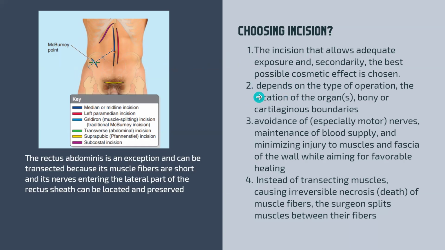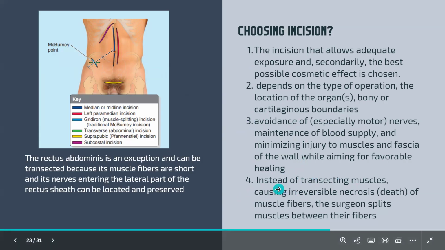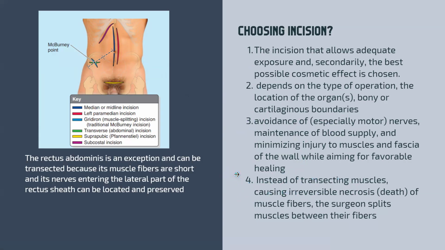It depends on the type of operation, location of the organ, and bony and cartilaginous boundaries. Be aware of that because this line, for example, is just below the costal surface, not above it, not transverse. It is not good. Avoid any motor nerves, especially the motor nerves. When we are dealing with the internal and external oblique, we do not make a bizarre or transverse incision here because it will cut the nerves. Transecting these muscles may cause irreversible necrosis and death.